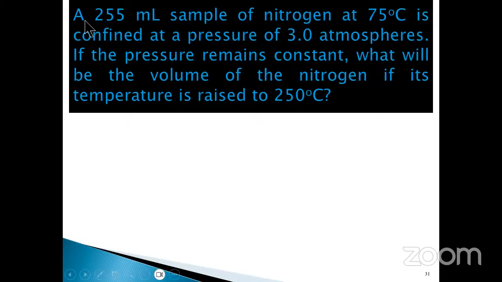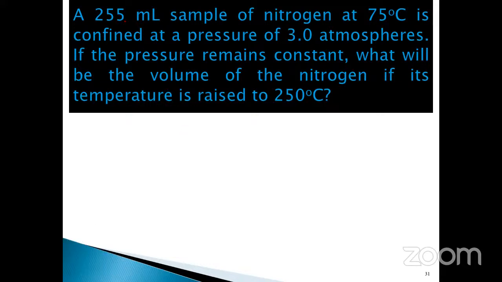So this question says a 25 mil sample of nitrogen at 75 degrees Celsius is confined at a pressure of 3.0 atmospheres. If the pressure remains constant, so the pressure does not change, right? What will be the volume of the nitrogen if its temperature is raised to 250 degrees Celsius? So in this particular case, again, it's one of those questions where you have to read and figure out what is what.